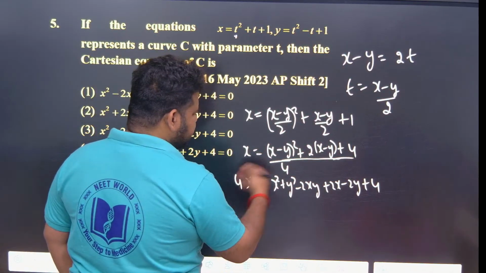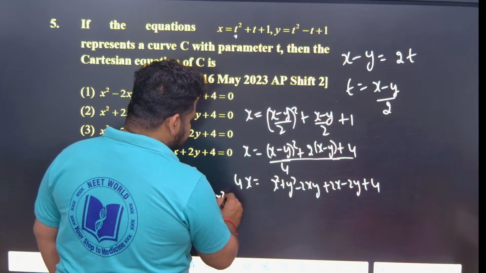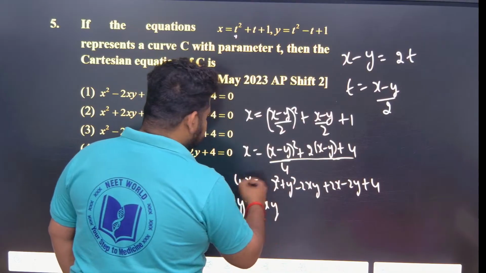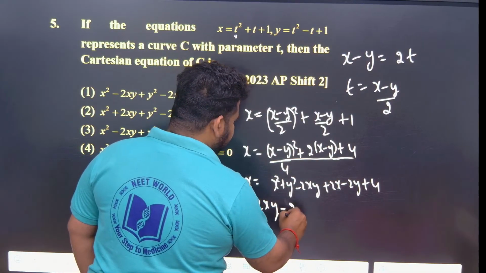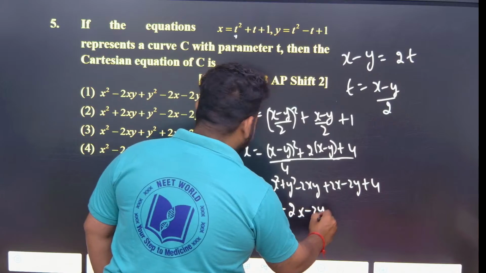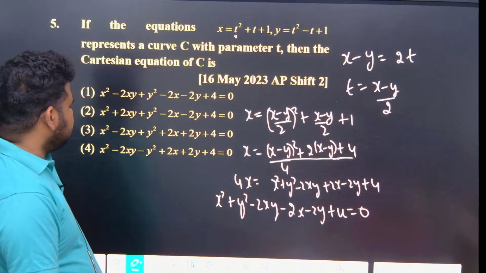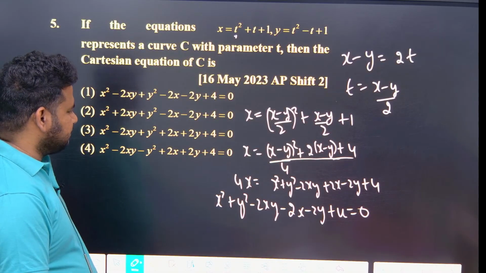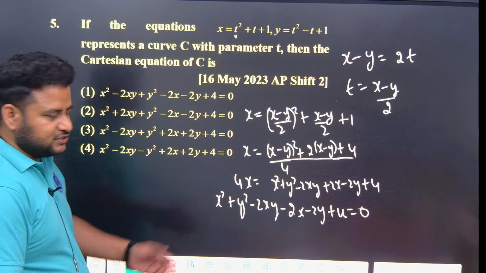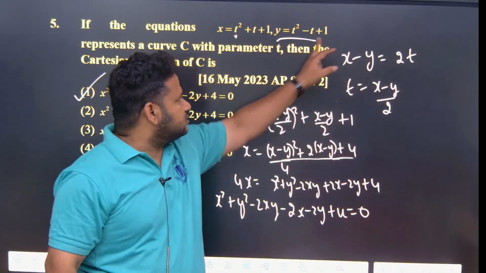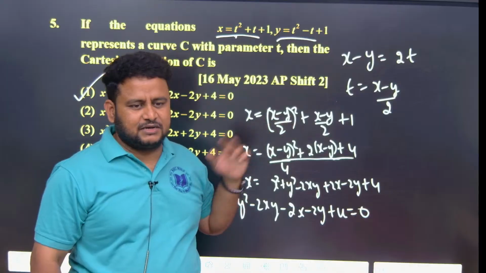Now 4x, if I bring it that side, this will become x square plus y square minus 2xy, minus 2x minus 2y plus 4 is equal to 0. What is the option? x square minus 2x plus y square minus 2y plus 4 is equal to 0. That is the answer. Either you can take y also, or I have taken this. You will get the same answer.